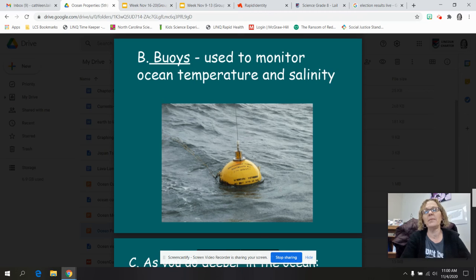Buoys. You've probably seen these. If any of you ever go boating in a lake, you probably see buoys. Now, oceanographers will use buoys to monitor ocean temperature and salinity levels. If we're talking about lake water, though, we're only using the buoys for water temperature because salinity isn't found in lake waters. If it is, that's not good. If we've got salinity in our lake waters, that's not a good thing.